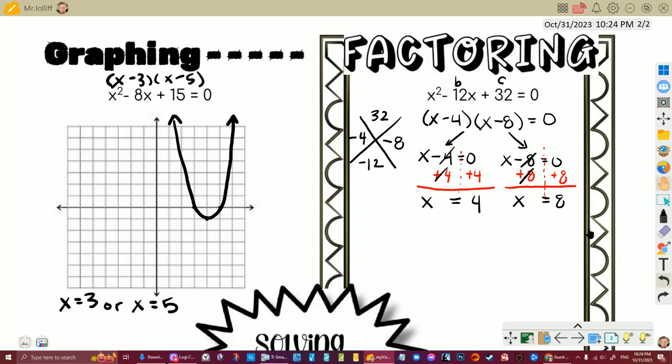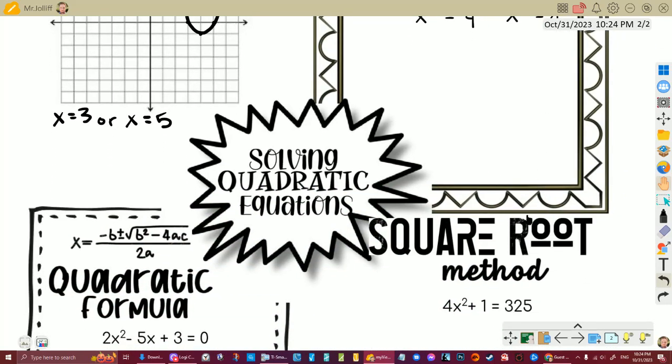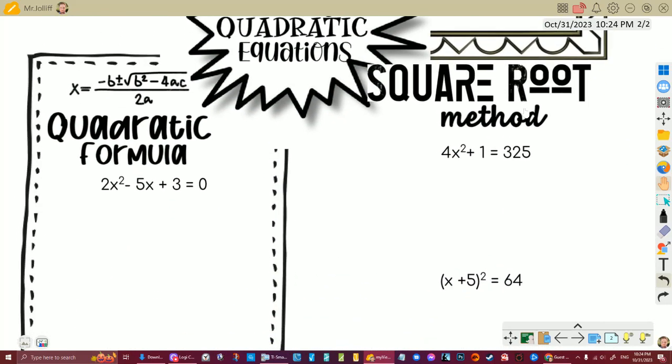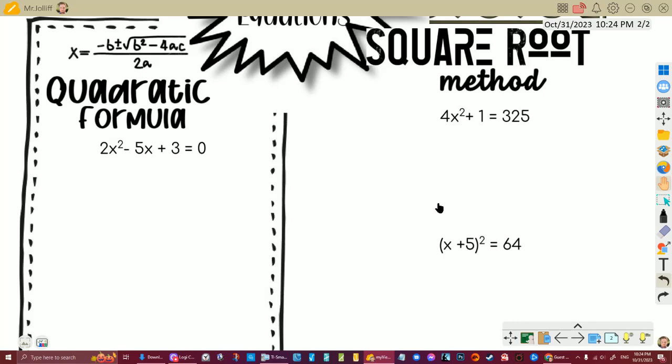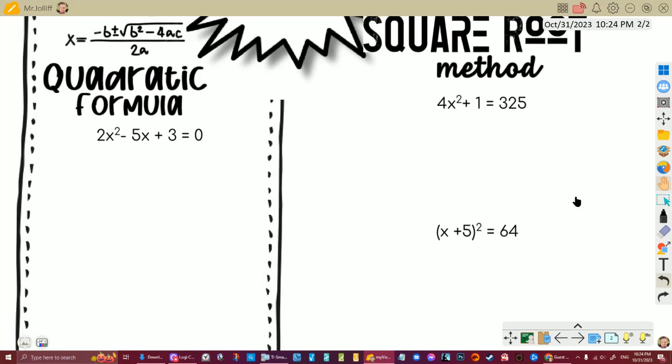Okay, let's try another one. The next method is the newest method. That's the quadratic formula method. And I know that's a little intimidating, so let's go through this one nice and slow.